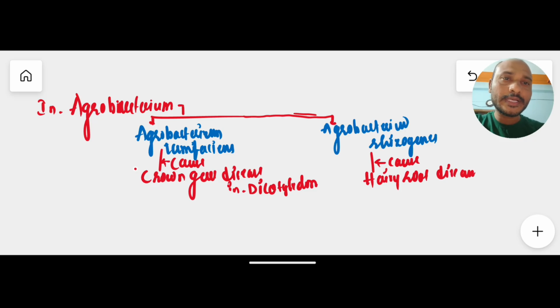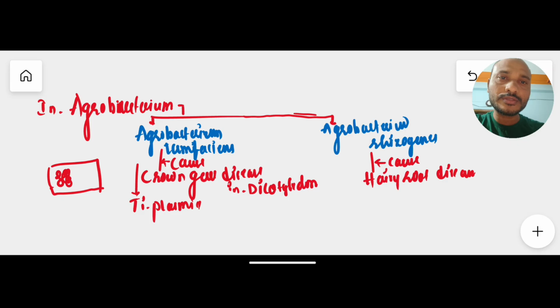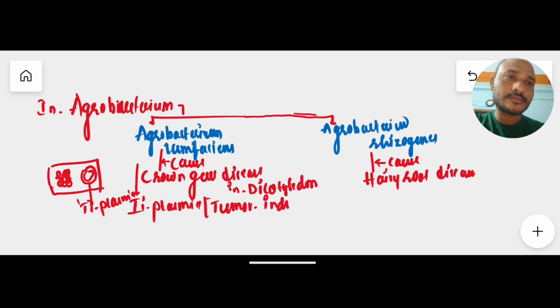Agrobacterium tumefaciens contains a plasmid called the Ti plasmid. For example, this is the structure of Agrobacterium tumefaciens, with its own genetic material, the bacterial chromosome, and here we have a plasmid, the Ti plasmid. Here Ti means tumor-inducing plasmid.